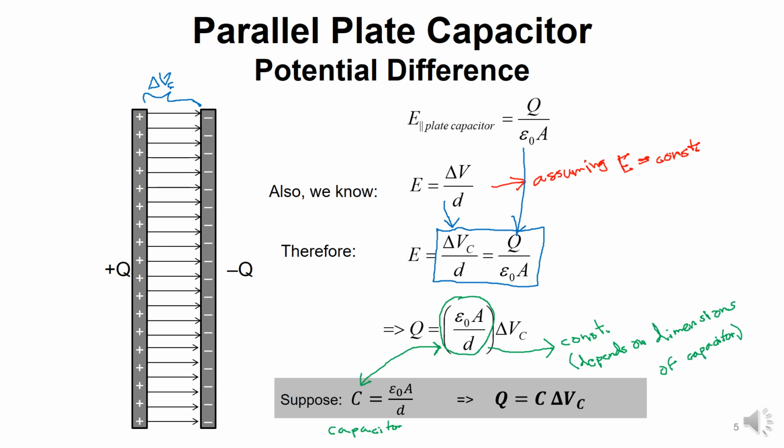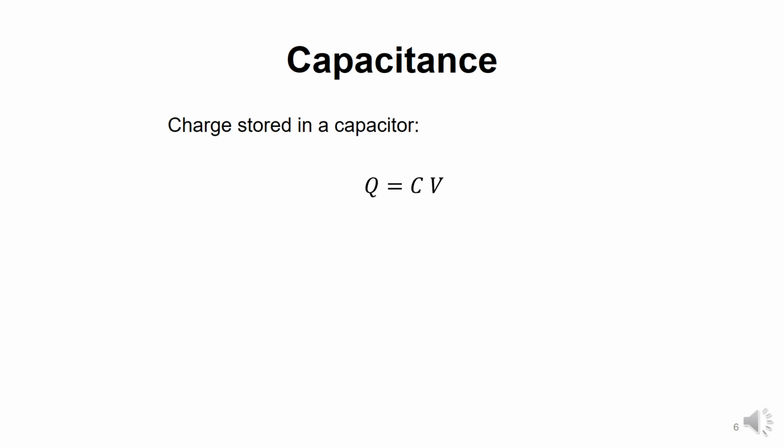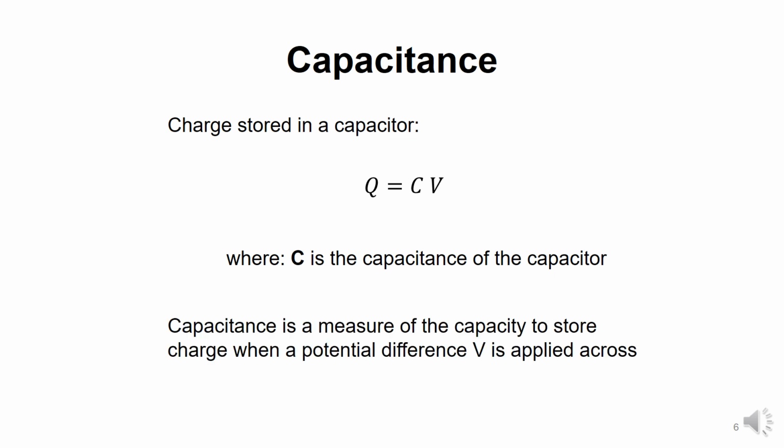So basically this tells us how much charge a capacitor can hold given a certain potential difference on its plates. Okay, and it depends on the size of the plates, the area of the plates, and the distance between the plates. Okay, so we have our equation here. Q equals CV, right? And C is called the capacitance of the capacitor. Okay, and it's a measure of the capacity to store charge when a potential difference V is applied across the plates of a capacitor. All right, so bigger capacitance means that the capacitor can store bigger charge for the same amount of potential difference.